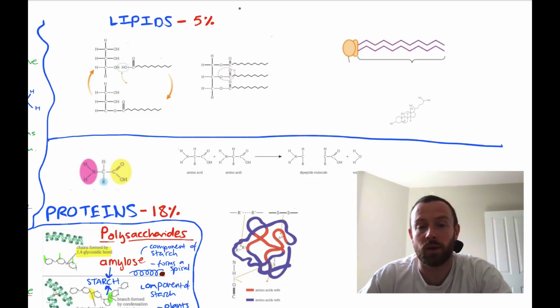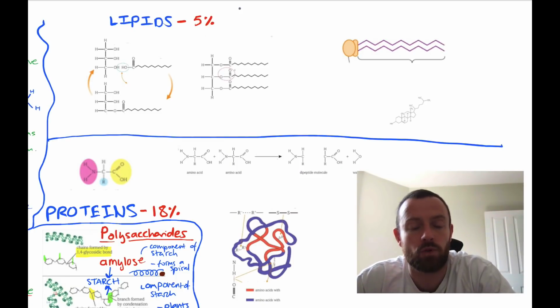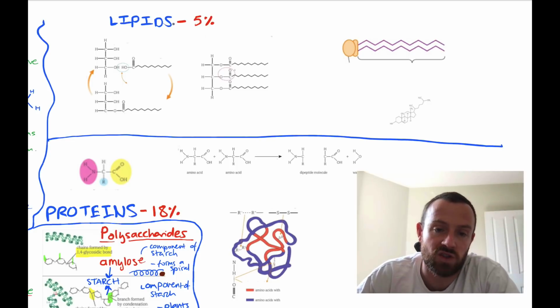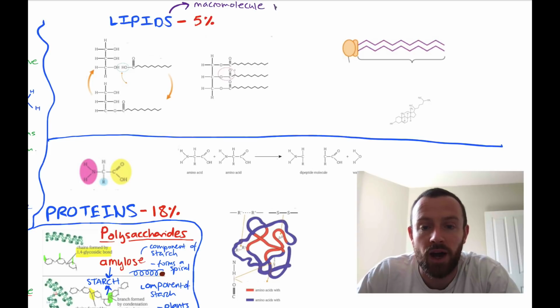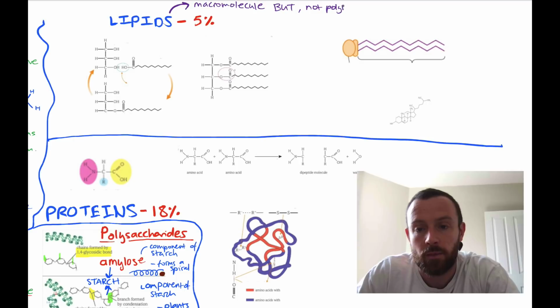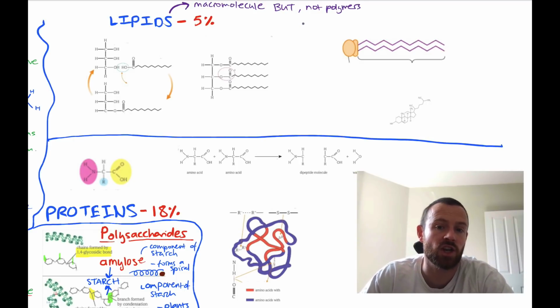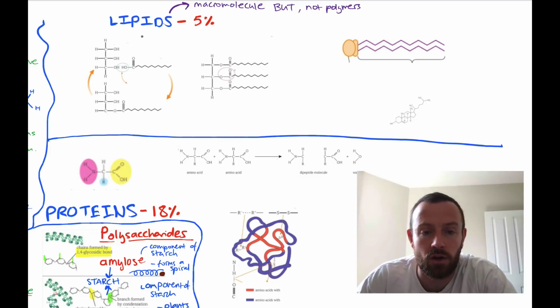Okay, so now we're on to lipids. Lipids are another type of macromolecule. That means they're a large molecule, just like carbohydrates are macromolecules. But they are often not polymers, okay? So that means they're not made up of a repeating chain. So what does it mean to be a lipid? Well, lipids tend to be alcohol soluble. So they dissolve in alcohol, but not water.